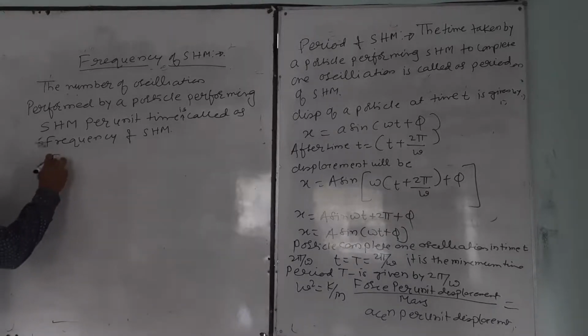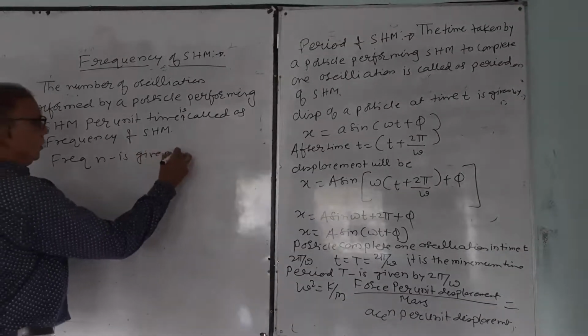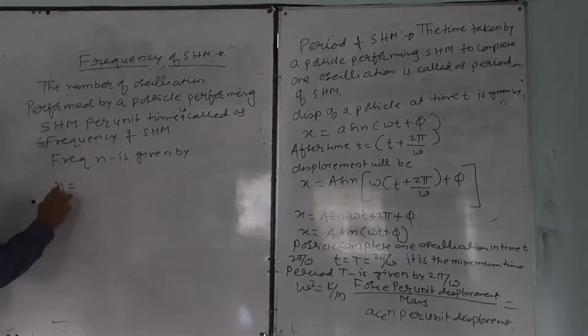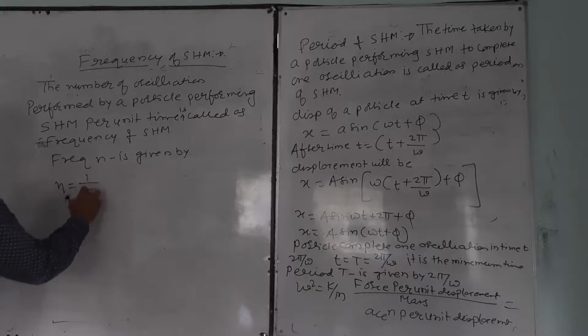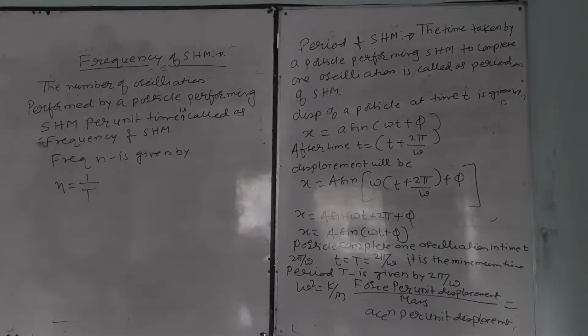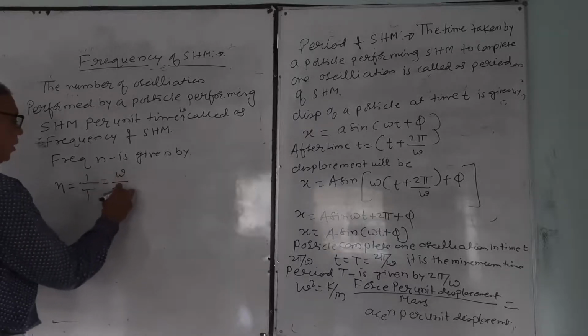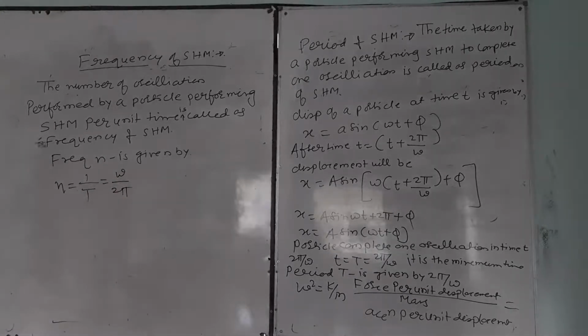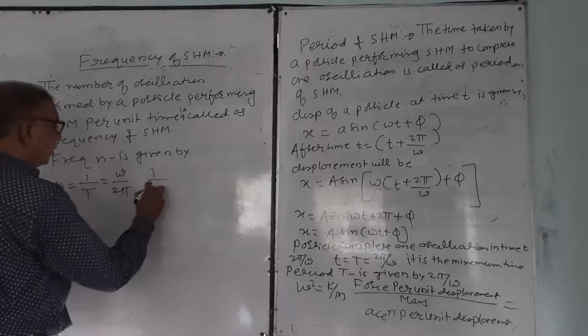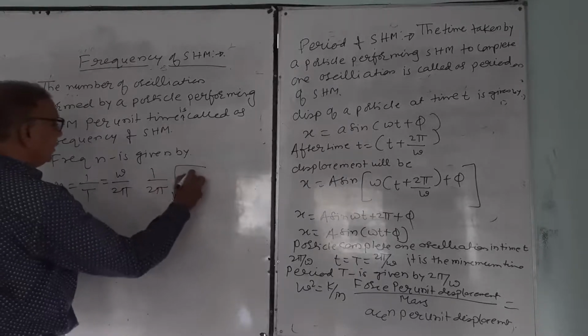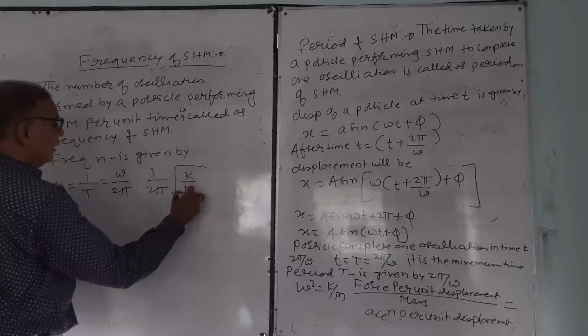Frequency n is given by n is equal to 1 upon T. Frequency is the reciprocal of the period. But T is equal to twice pi by omega, so this can be written as omega upon twice pi. n is equal to 1 upon T is equal to omega upon twice pi. It can be written as 1 upon twice pi, and the value of omega is root of k upon m.